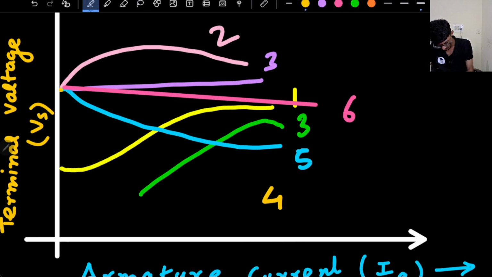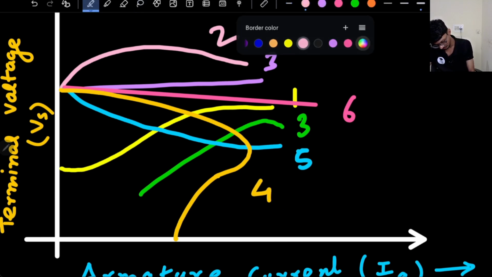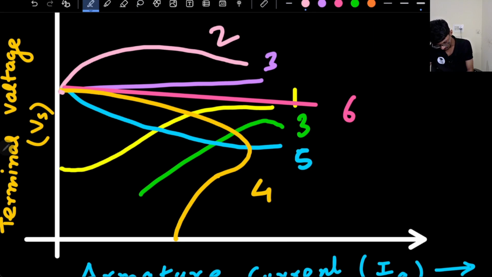And the shunt will be somewhat like this. Yeah, and the differential will be even worse. So differential will be even worse, something like this. This will be the last one, that is the seventh one.